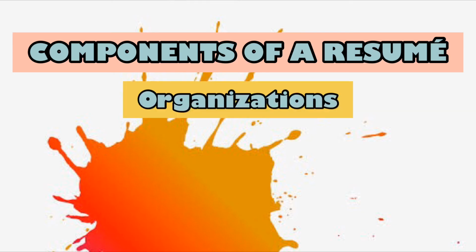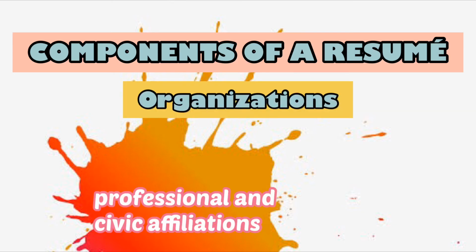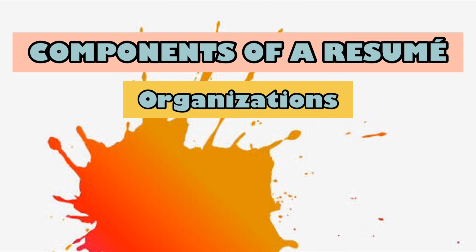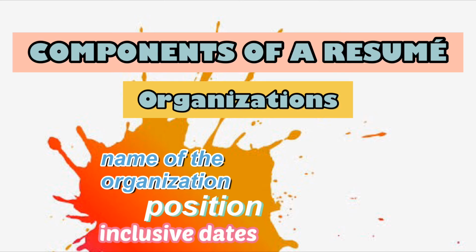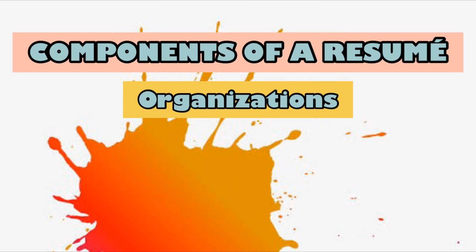For the organizations, you should include professional and civic affiliations. So as much as possible, do not include religious and political organizations unless you are applying for a job that requires such affiliations. In writing your organization, include the name of the organization, your position, and inclusive dates. And start with the most recent affiliation.